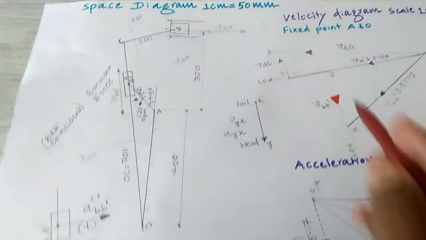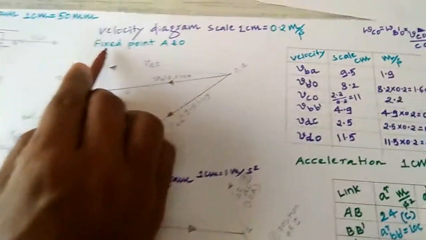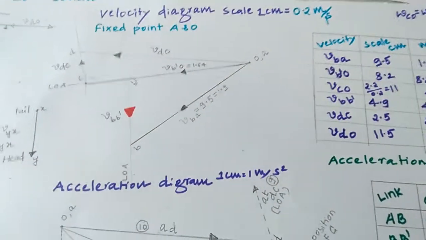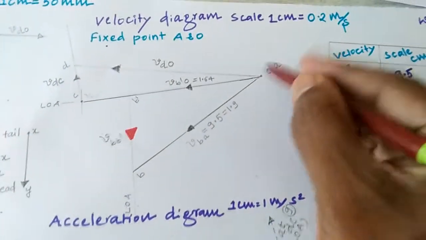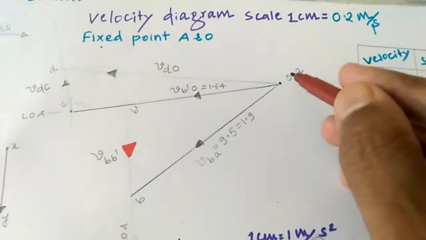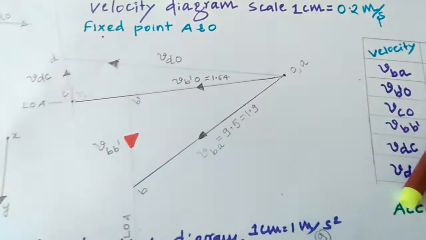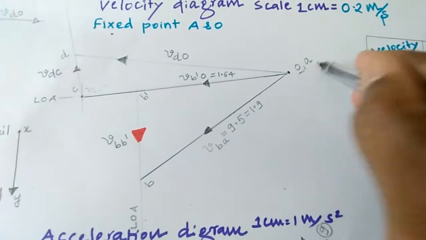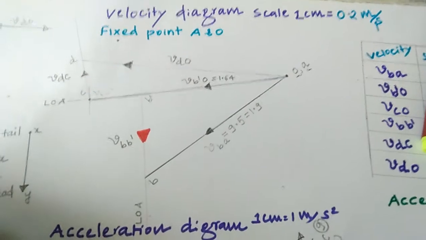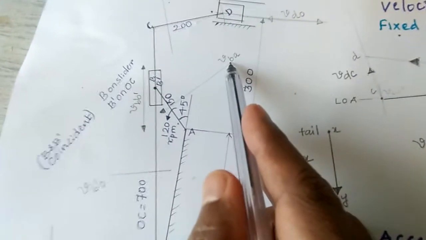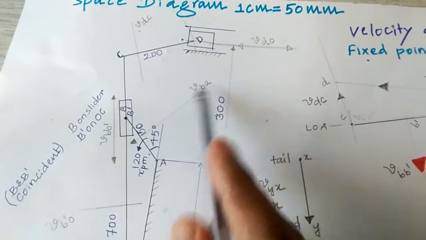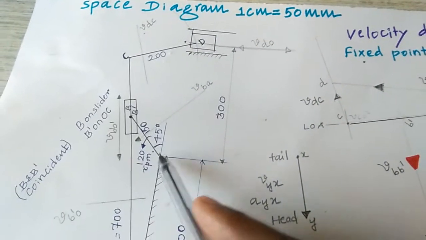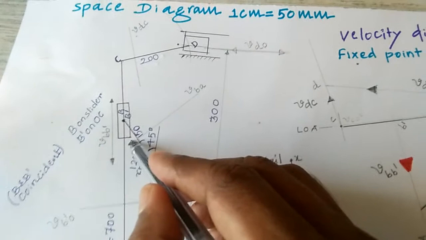Here, I will take the fixed points, which you already know, as O and A. I have written the fixed points as A and O here, and here also I have written fixed points O and A. Then first you have to go for the first link, that is the velocity of B with respect to A. With respect to A means that is a fixed point. You have to take it as a downward direction.